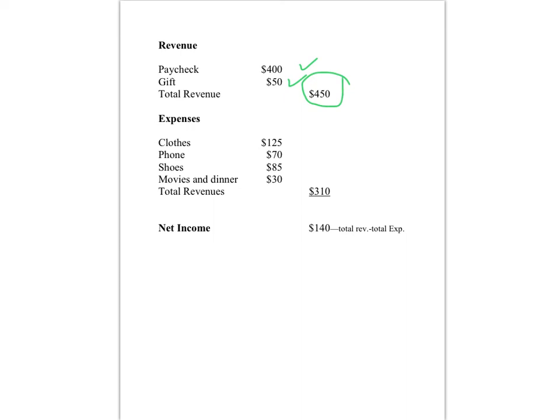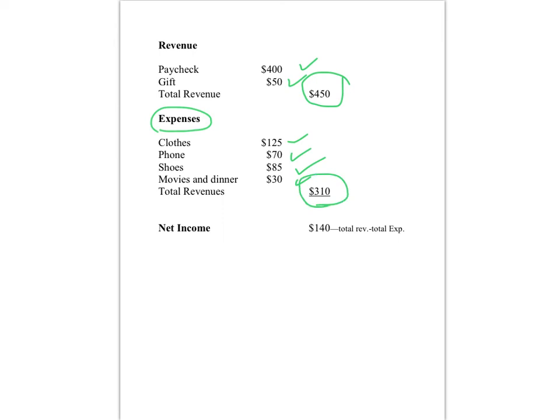$450. Now, right here, we're listing our expenses. You bought some clothes for $125. You paid for a phone. That would really help your parents out, by the way, $70. You bought some shoes. Man, that must have been some fancy shoes there, $85. And you went to movies and out to dinner with friends, and you spent $30. When you add these four items up right here, it totals to $310.